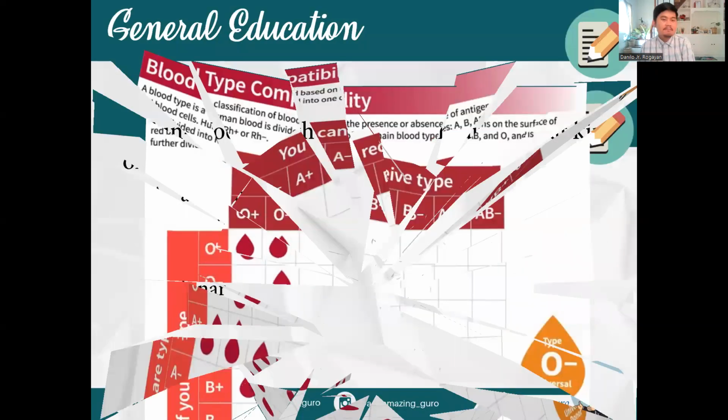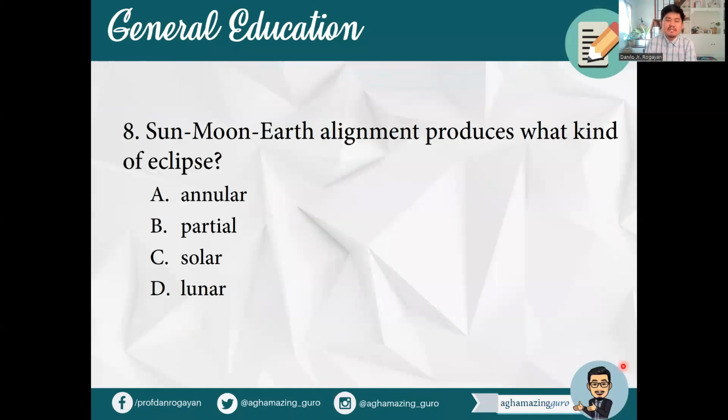Okay? So next, Sun-Moon-Earth alignment produces what kind of eclipse? A, annular, B, partial, C, solar, D, lunar. SME, Sun, Moon, Earth. So the moon is in between the sun and the earth. So what type of eclipse is that? Of course, that is solar. So pag SME, solar. Pag SEM, lunar. Okay, SME, solar, SEM, lunar.